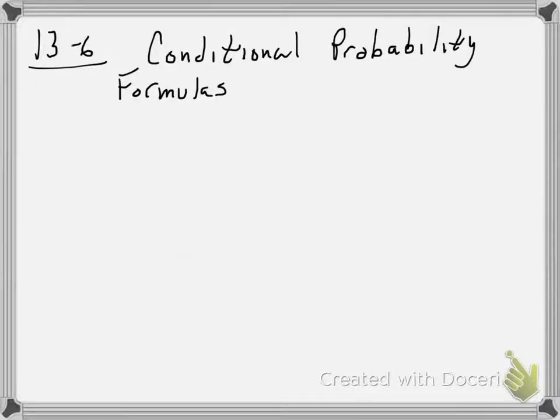13.6 is about conditional probability formulas. We talked about this yesterday a little bit in 13.5, so let's talk a little bit more about this. For any two events A and B, the probability of B occurring given the event A has occurred is the probability of B given A. That's how you write it.